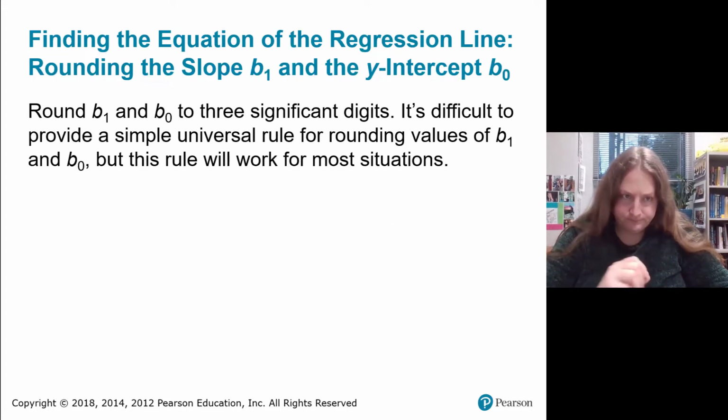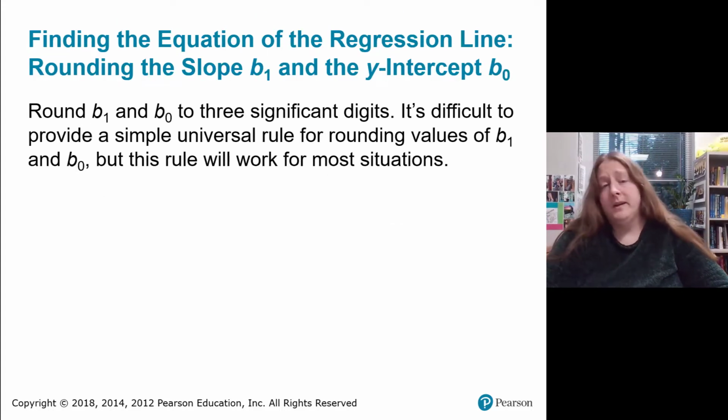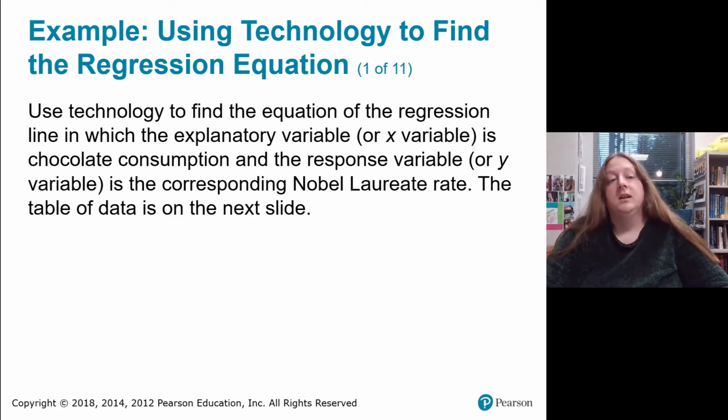So we are going to always round B1 and B0 to 3 significant digits. Right? So we need some kind of universal rule. That's what we're going to use. This will work almost always. So technology is a super common thing to use here. Again, we're going to be doing things by hand, but we want to know how to and be able to read the output of technology to help us out.